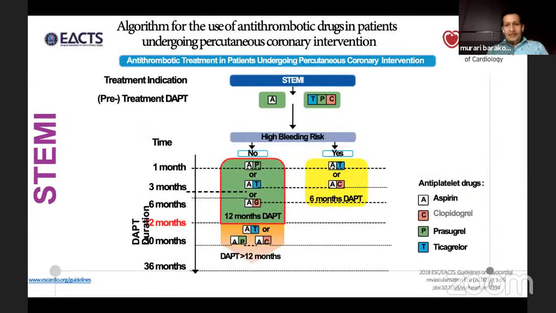So how long to give? Again, if it has a low bleeding risk, we can give 12 months of therapy followed by any of them, which can continue more than 12 months up to 30 months. Or if it has a higher bleeding risk, then we can stop at 6 months.